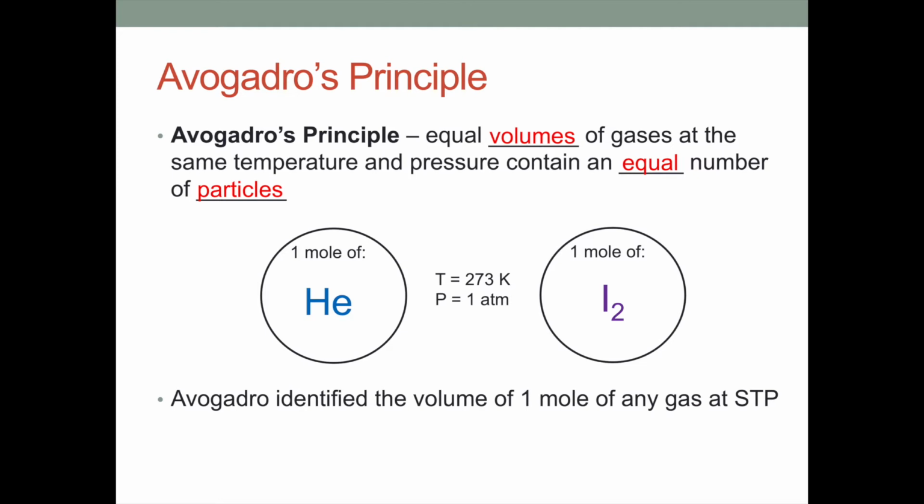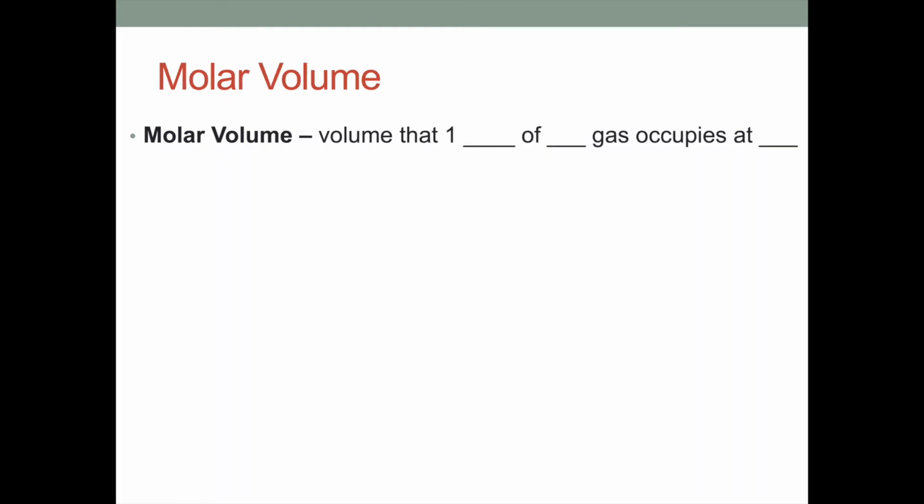So Avogadro identified the volume of 1 mole of any gas specifically at STP, that is 273 Kelvin and 1 atmosphere. This is what we call molar volume. It's just like molar mass, but instead of dealing with the mass in 1 mole, we're talking about the volume that 1 mole of any gas occupies specifically at STP. So 1 mole of any gas at STP occupies 22.4 liters, and this is consistent regardless of the identity of the gas.